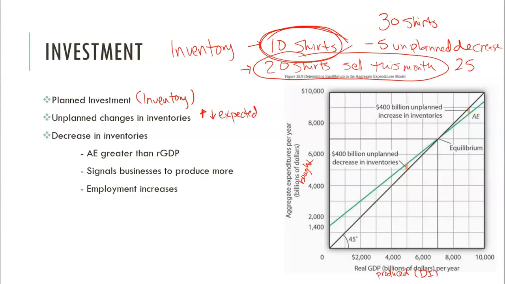I'm also going to hire more people because I'm selling more shirts. I may need more hours or more workers. I also need to have more people working just to produce that change, that extra inventory.